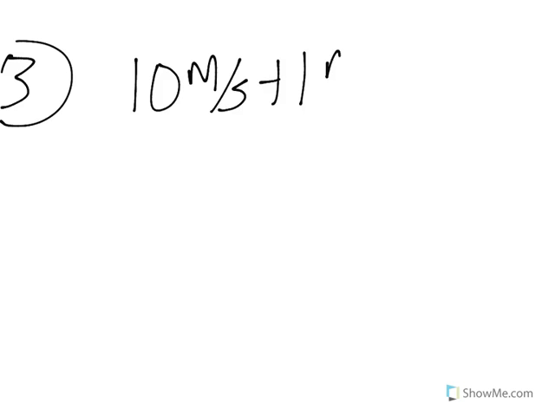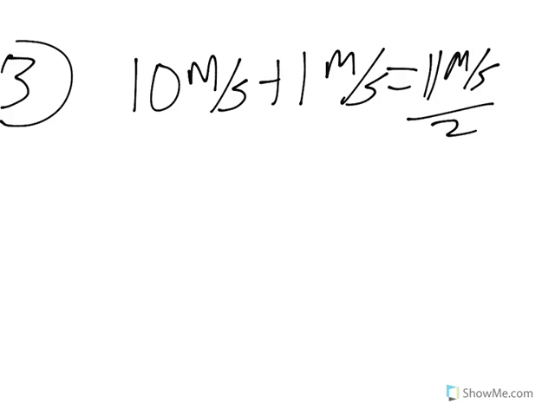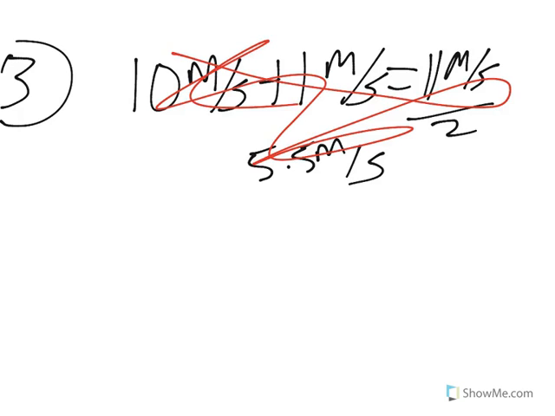Number 3, you run 100 meters at 10 meters per second, then walk 100 meters at 1 meter per second. What is your average speed? This is what you most certainly cannot do. You cannot do 10 meters per second plus 1 meter per second equals 11 meters per second. Divide that by 2 and you get 5.5 meters per second. That is no bueno. Don't do that. Alright? That is not how it works.